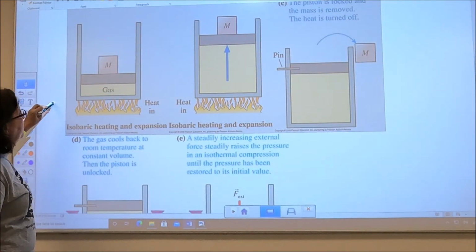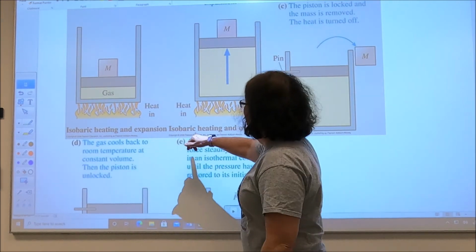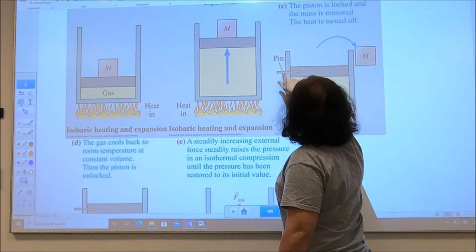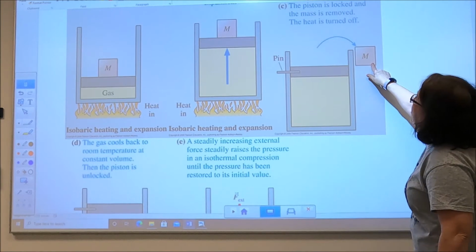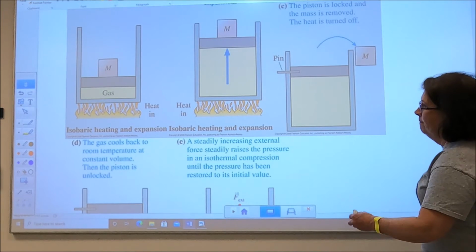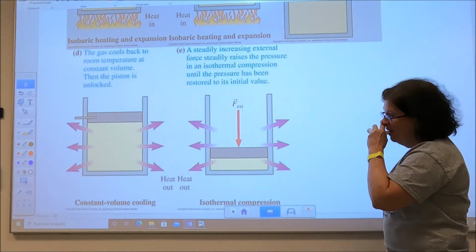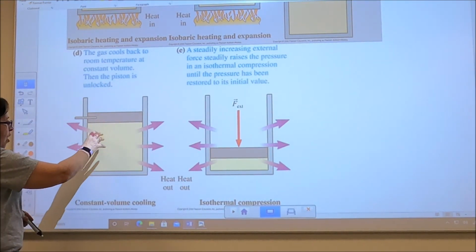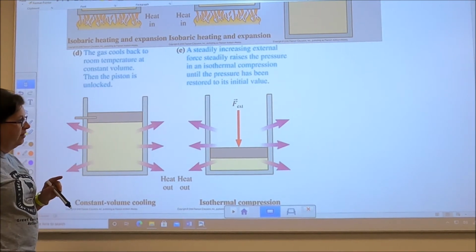Now, in this isobaric heating, we have an expansion, up to this point, heat in. I pop in a pin, I cut off the heat, I lift the mass off. Now, after we've lifted the mass off, we're going to have a constant volume cooling. So this is an isochoric process.